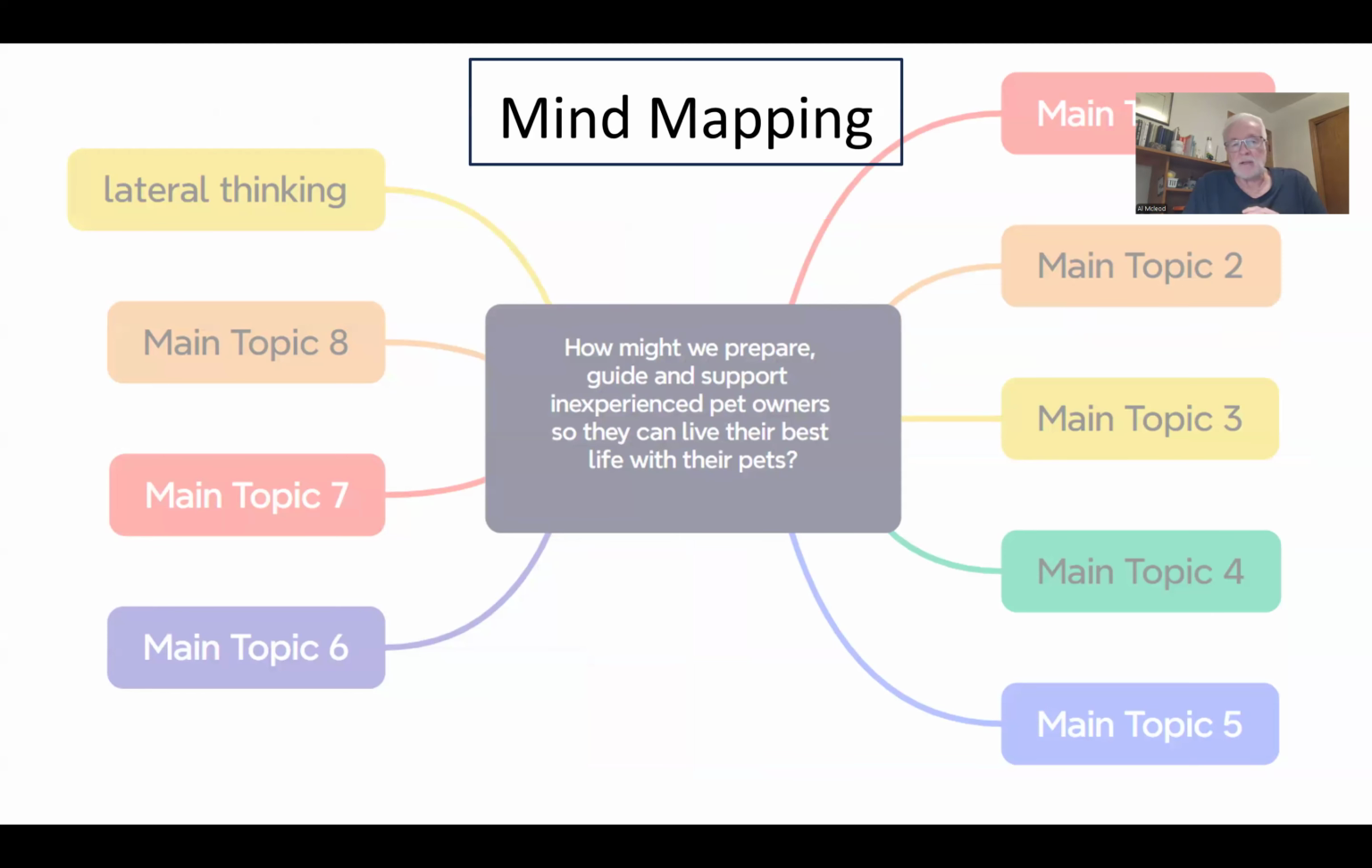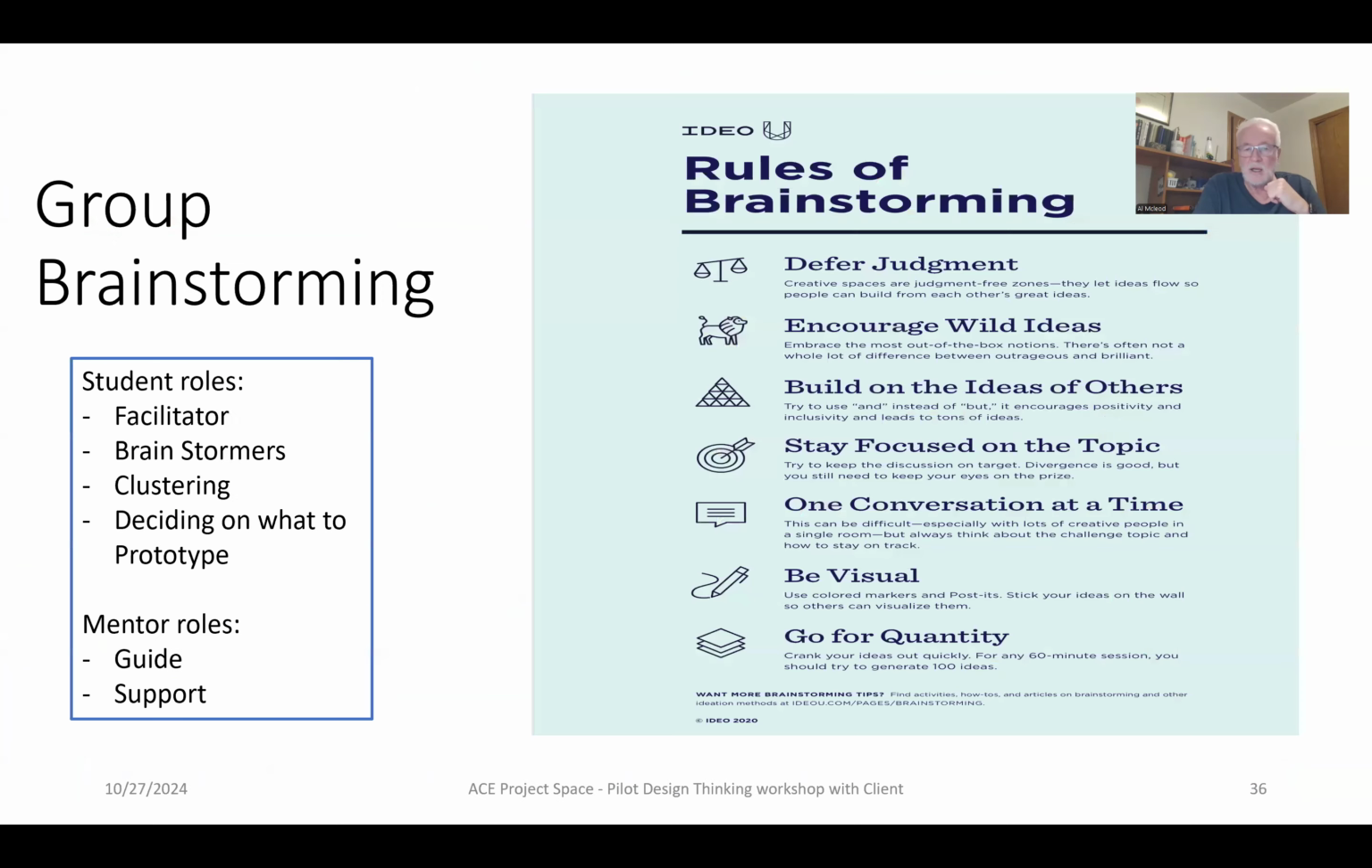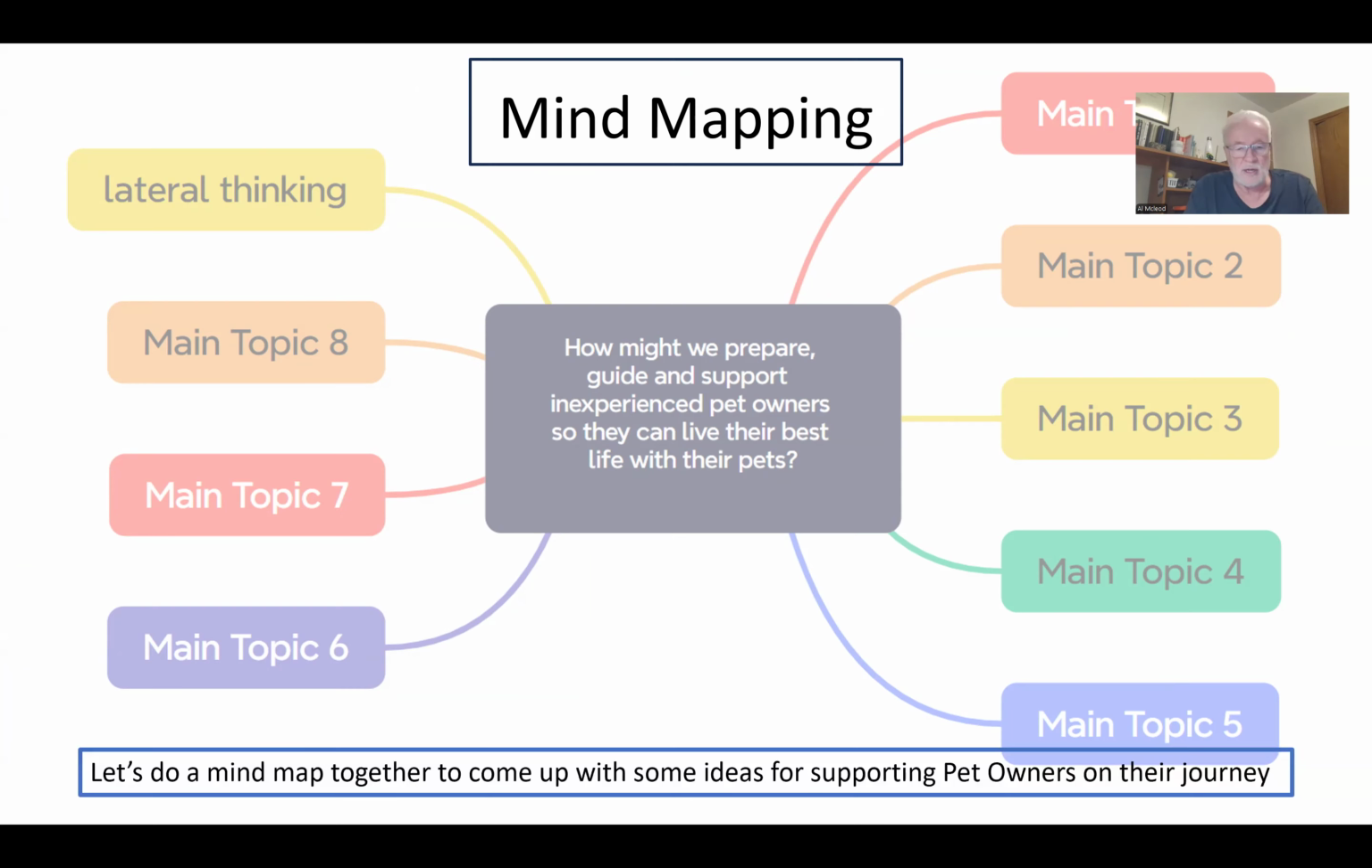So here's what mind mapping looks like, right? So you put your problem statement in the middle. How might we prepare, guide, and support inexperienced pet owners so they can live their best life with their pets? And then you come up with a bunch of topic areas. And I included one here for lateral thinking, which just means it's not a logical topic area you might have. It's some kind of out of the box thinking, an out of the box word. So let's do a mind map together to come up with the ideas for supporting owners on their journey.